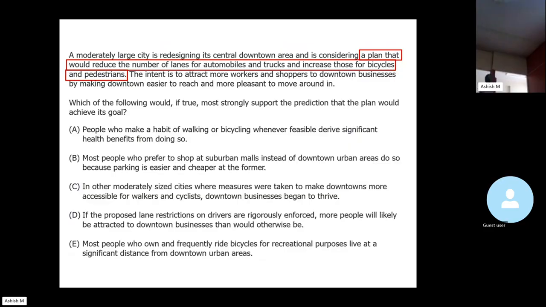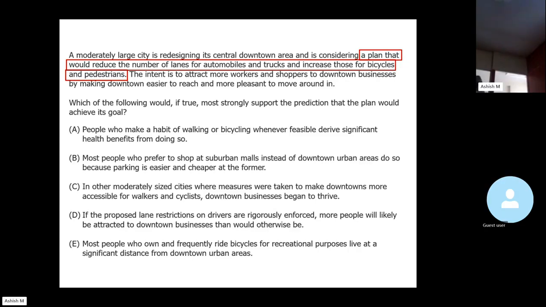Now tell me, why is David not the right answer? In the same question, why is David not the right answer? See, because these are what I call trap answers. Tell me, why is David a trap answer? If the proposed lane restrictions on drivers are rigorously enforced, more people will likely be attracted to downtown businesses than would otherwise be. Okay, well, that, by the way, people getting attracted to downtown business is the goal, right? That more people should come to business. But tell me, what's the exact problem with David?